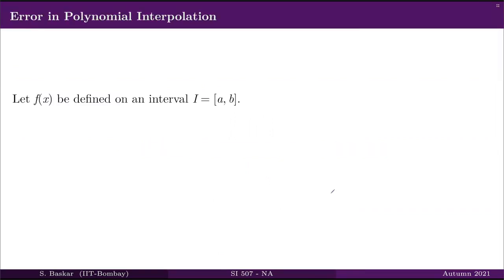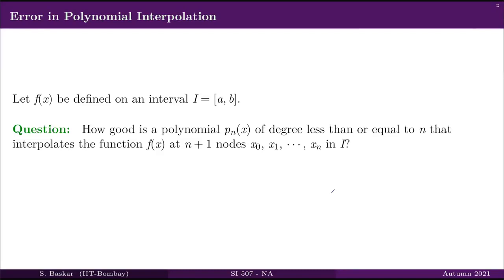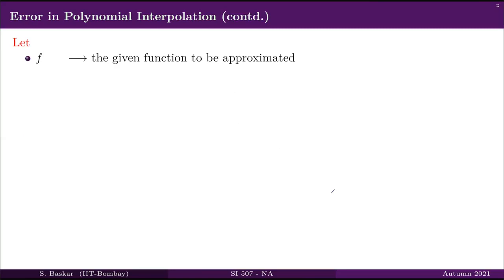Let f of x be a given function defined on an interval [a, b], and let us assume that we have constructed the polynomial interpolation for the function f at some given n plus 1 nodes x0, x1 up to xn in our interval [a, b]. Now the question is, how good is this polynomial when compared to the function f at each point x in the interval I? This question leads to the analysis of interpolation error. Let us make this point more precise.